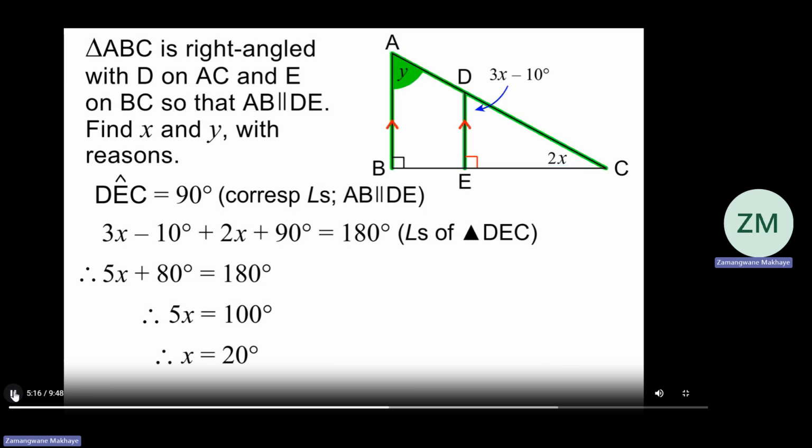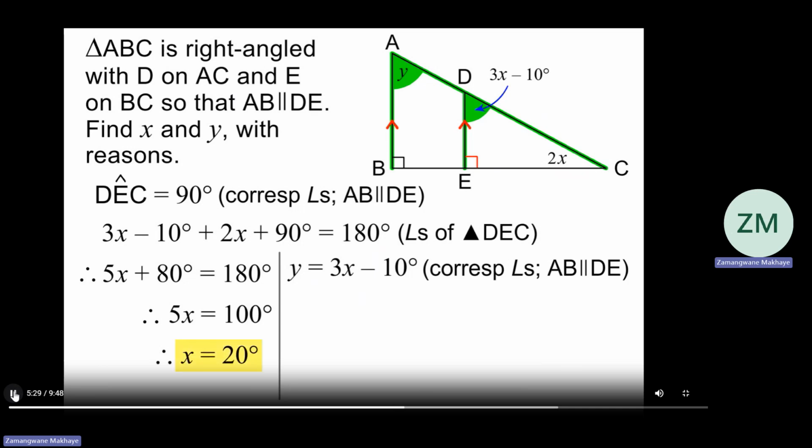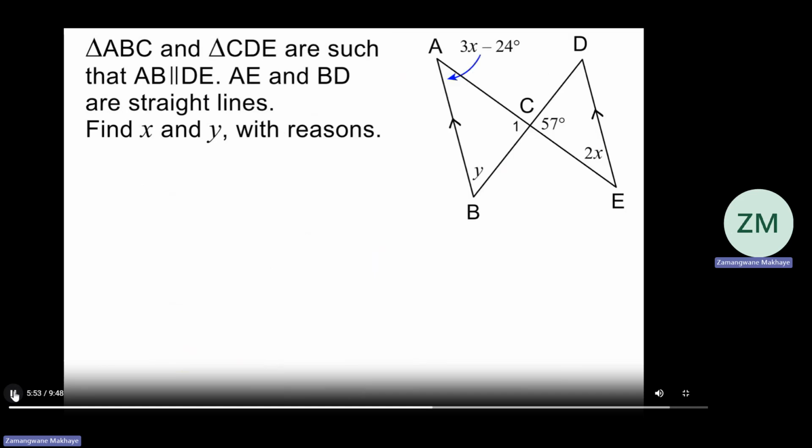To find y, we again use parallel lines and the letter F. This means that y is equal to 3x minus 10 degrees. And don't forget to write the reason. We have just seen that x is 20 degrees, so we can substitute 20 degrees in place of x here. 3 times 20 degrees equals 60 degrees. And 60 degrees minus 10 degrees equals 50 degrees. So y is equal to 50 degrees. Please pause to check my working. Here is the next question. Please pause to read it.